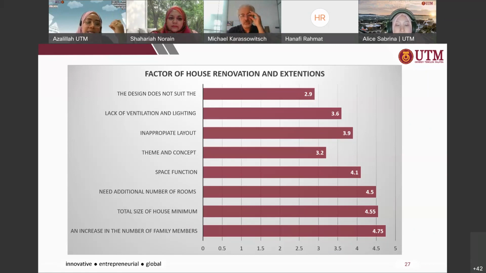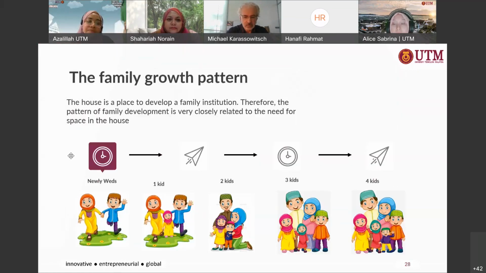So part of them need an additional number of rooms. And second and fourthly, the space function. Some of the space functions, for example a yard, some of them are just turning the yard into a wet kitchen. So here, this is 2.9, which means this is not a significant reason why they want to renovate their house. And I think the most important thing when we want to provide a house for them is that we need to understand the family growth pattern.